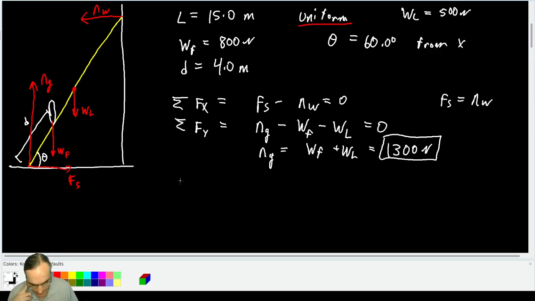The other two are going to require torque. For that, we need to pick a center of rotation. You can pick it anywhere. I tend to pick the contact point with the ground because notice it makes the torque due to the normal 0, and it makes the torque due to the friction 0. Very convenient things to get rid of.